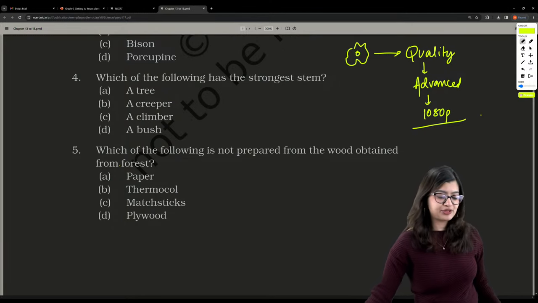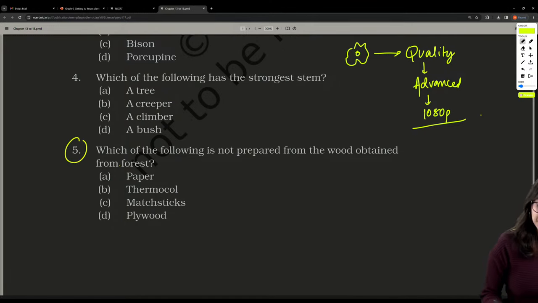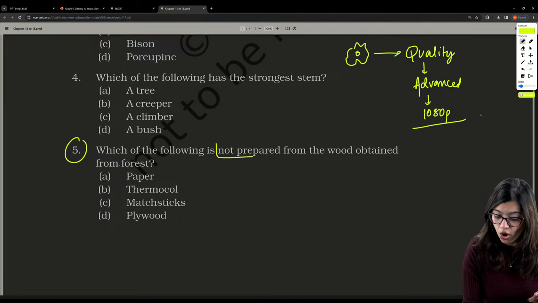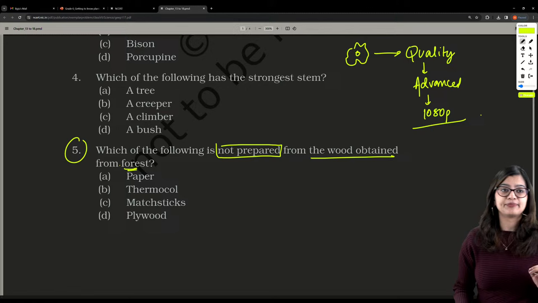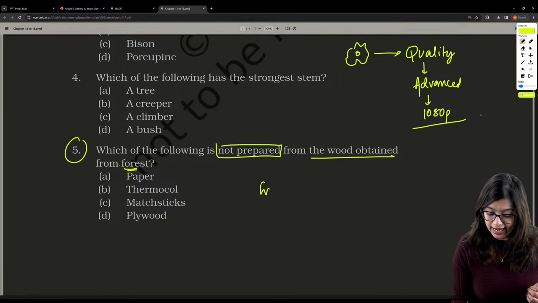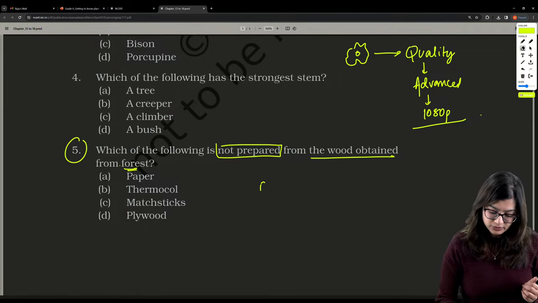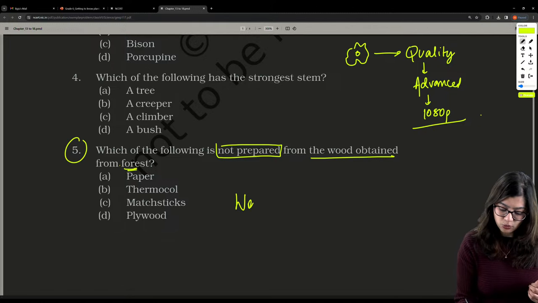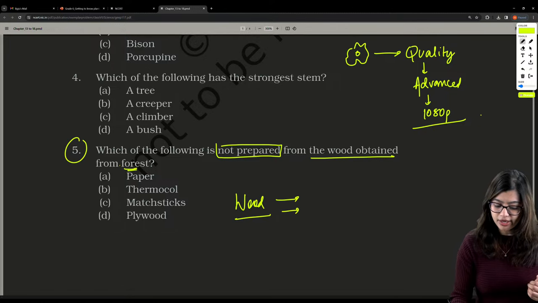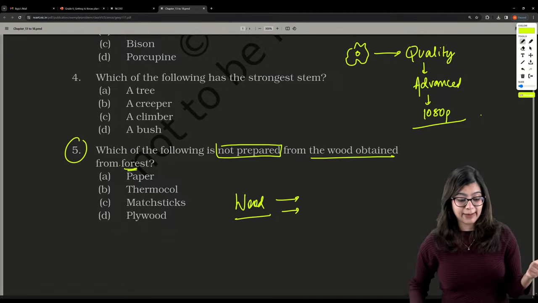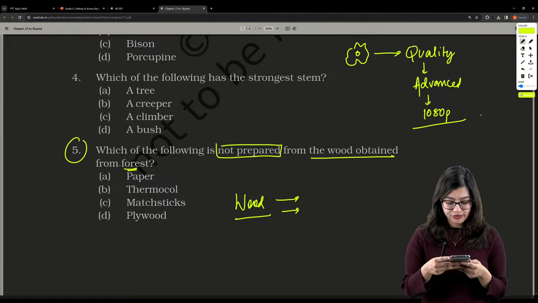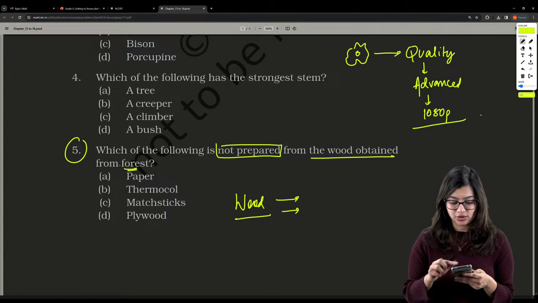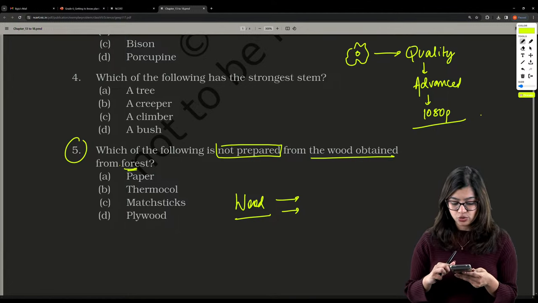Now let's go on to question number 5. Which among the following is not prepared from the wood obtained from the forest? That means if I take wood, what will I not get from this? Paper, thermocol, matchsticks, or plywood? Now I can see many of you here are giving me the correct answers. Very good students. Super proud of all of you, right?